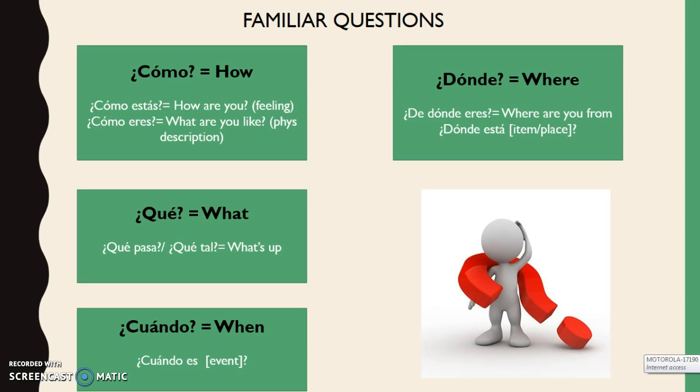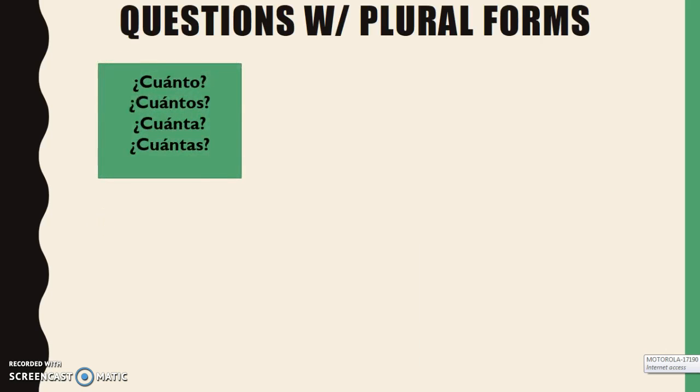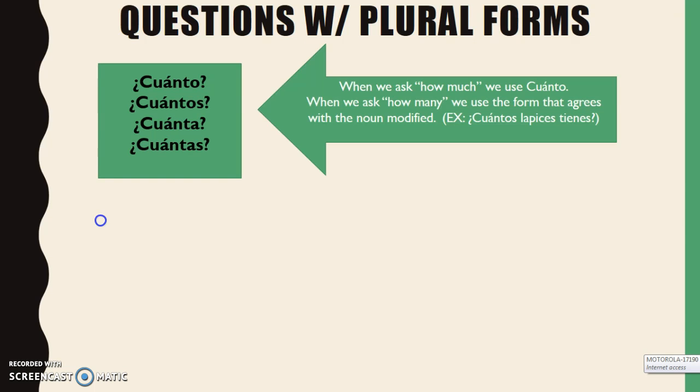So these 4 I would say are probably the most familiar to you already, but of course you saw a second ago that we have a lot more interrogatives than just these 4. So I want to help you notice some things like the plurals. So take a look at cuánto. Cuánto means how much or how many. And you'll see that there's actually 4 forms. So when we ask how much, we're going to use cuánto every time because cuánto is how much.